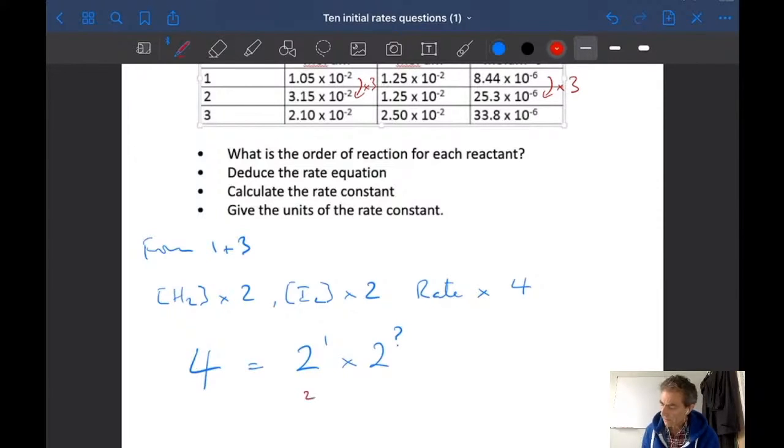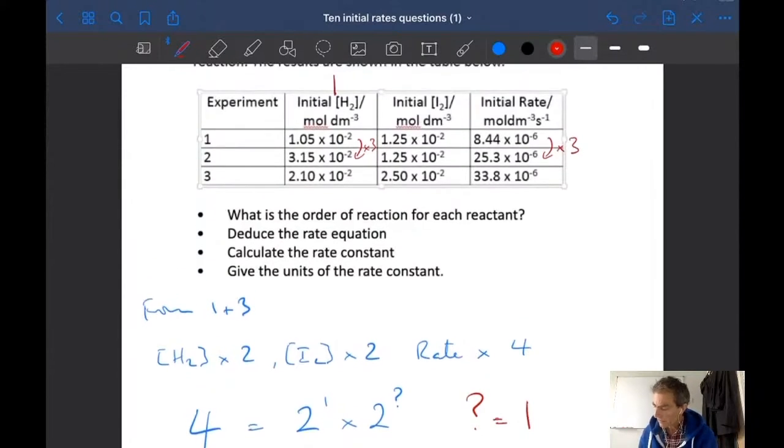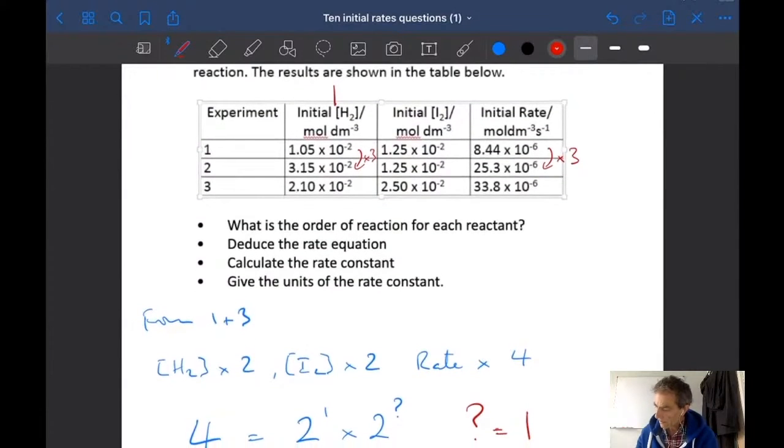So 2 to the power 1 is 2. So what do we need this to be? It needs to also be 2 to get the 4. So therefore, the question mark must be a first order, 1. Okay, and that'll give us the 2 there we need to get the 4 at the end. So it's first order with respect to iodine as well.